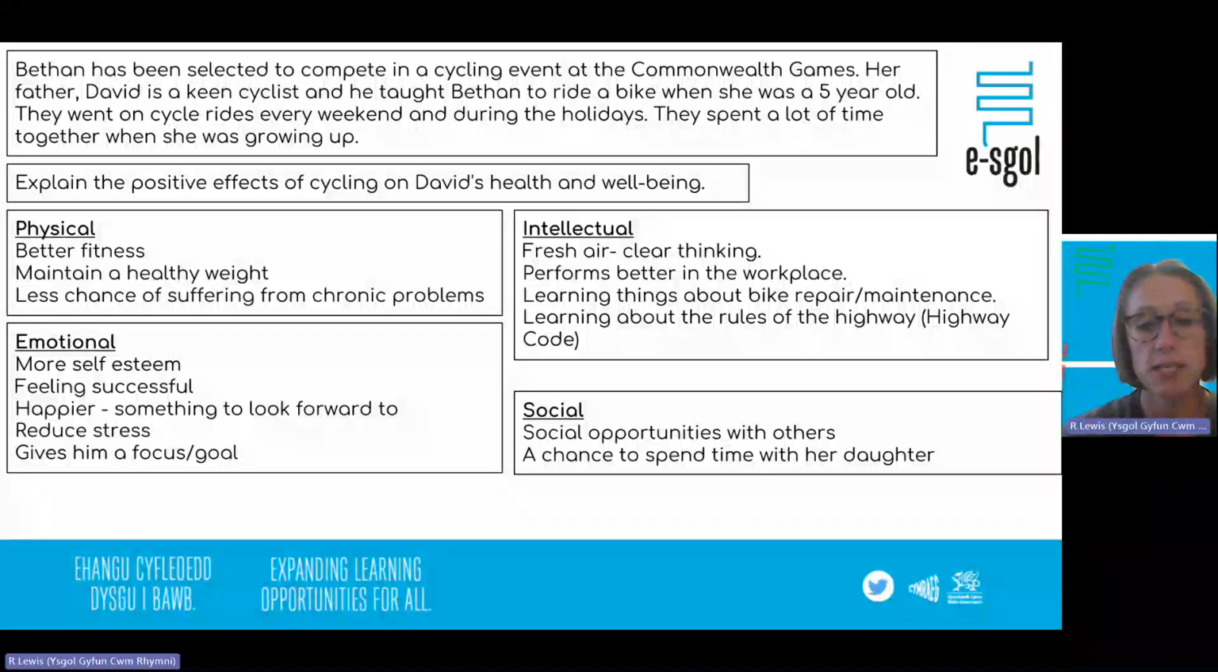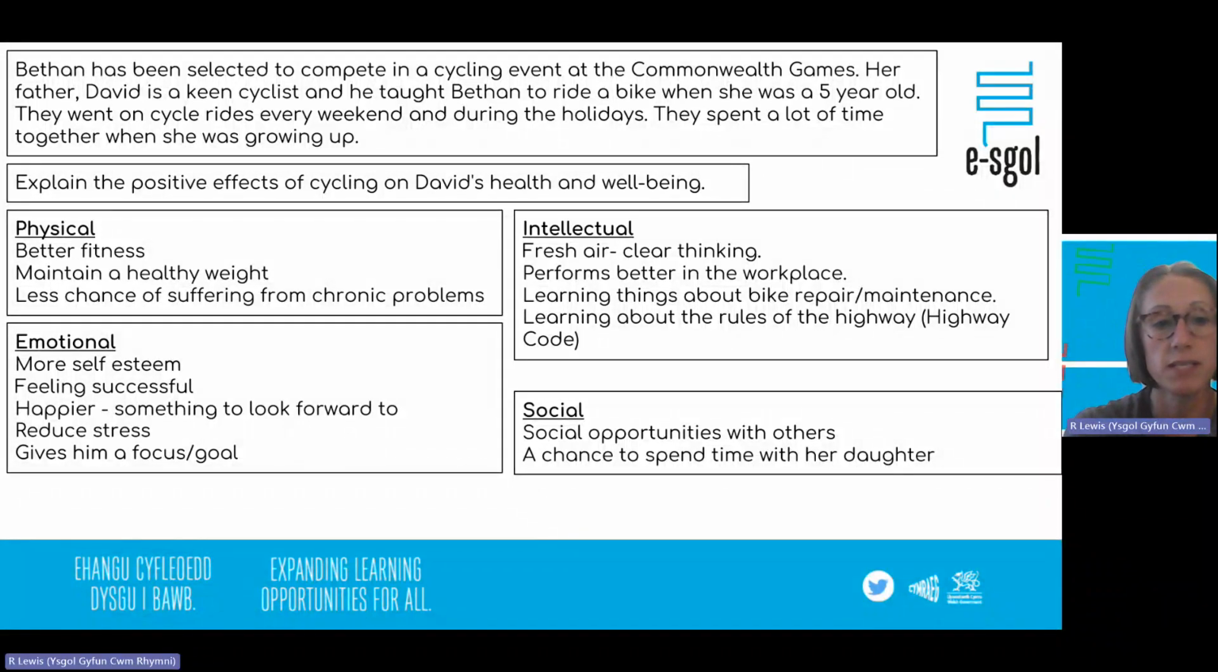So bearing in mind the past 3 slides then, what I've got for you now is an examination question on how we can assess your understanding of how exercise benefits individuals. So Bethan has been selected to compete in a cycling event at the Commonwealth Games. Her father, David, is a keen cyclist, and he taught Bethan to ride a bike when she was 5 years old. They went on cycle rides every weekend and during holidays. They spent a lot of time together when she was growing up. Explain the positive effects of cycling on David's health and well-being.